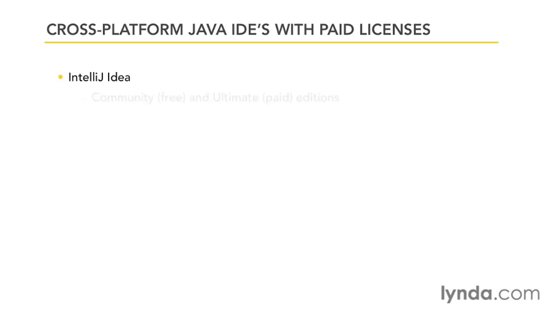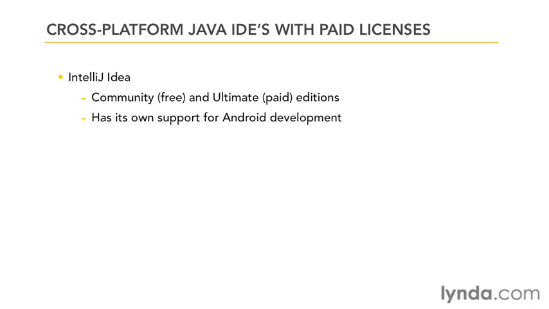IntelliJ IDEA is the first one. There's a free version known as Community and a paid edition known as Ultimate of IntelliJ IDEA. IntelliJ IDEA has its own support for Android development, and again it's cross-platform like Eclipse and NetBeans, so you can install it for Windows, Mac, or Linux. And you can take a look at it at www.jetbrains.com/idea.